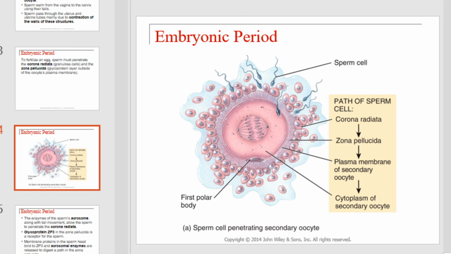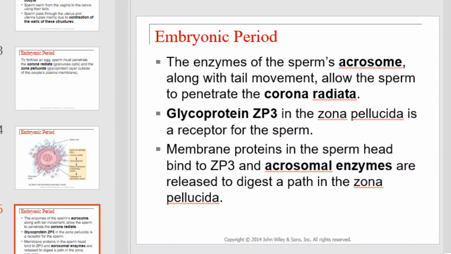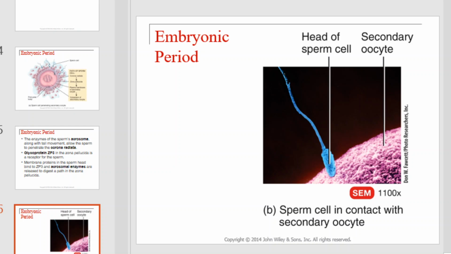This is an illustration of that event. The enzymes of the sperm's acrosome, along with tail movement, allow the sperm to penetrate the corona radiata. Glycoprotein ZP3 in the zona pellucida is a receptor for sperm. The membrane proteins in the sperm head bind to ZP3, and acrosomal enzymes are released to digest a path in the zona pellucida. This is that event occurring under a scanning electron microscope.